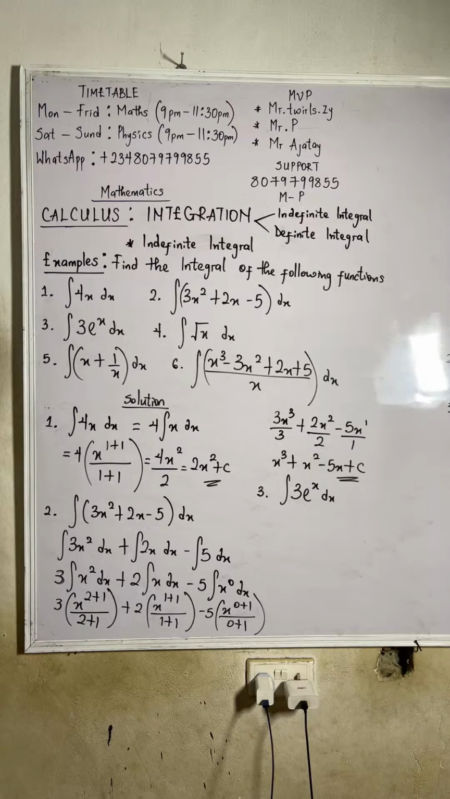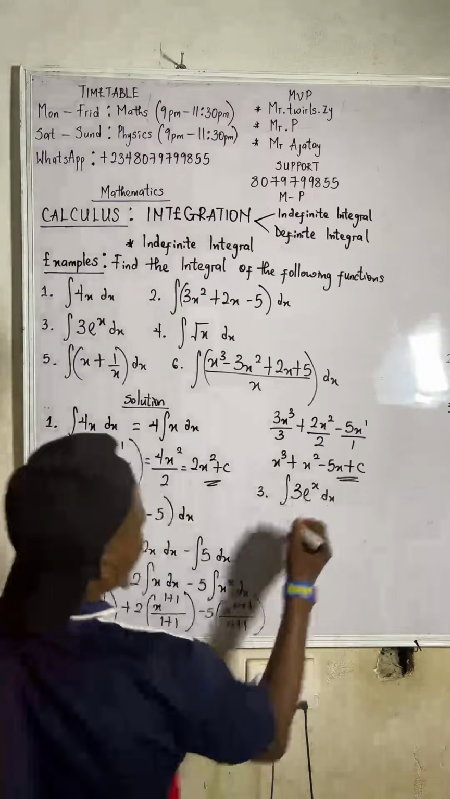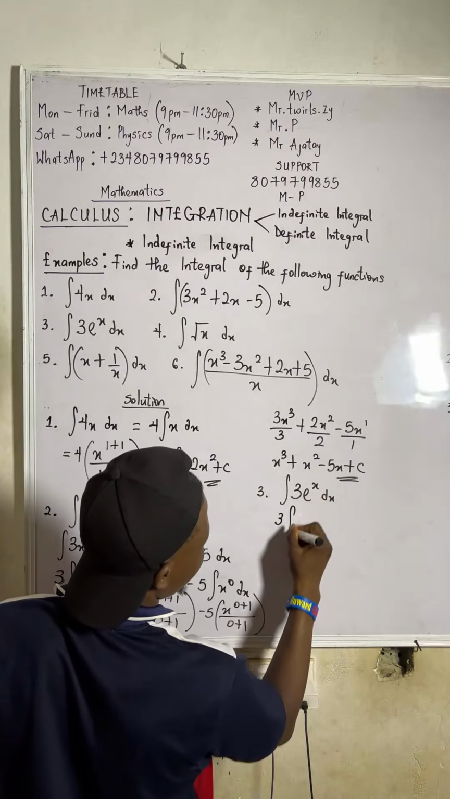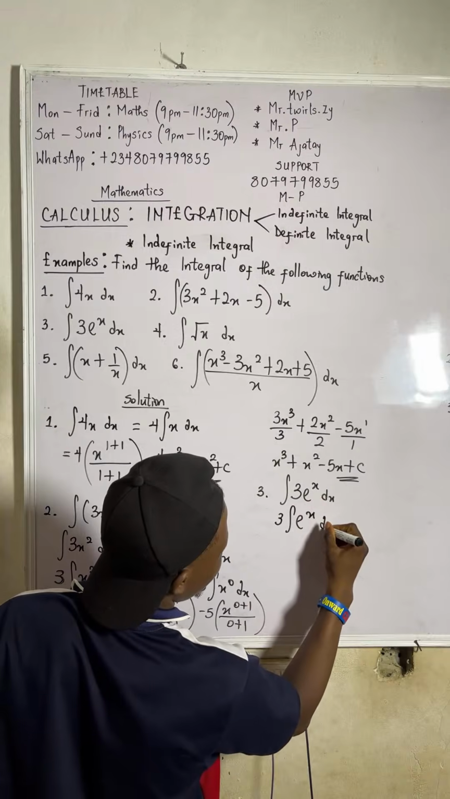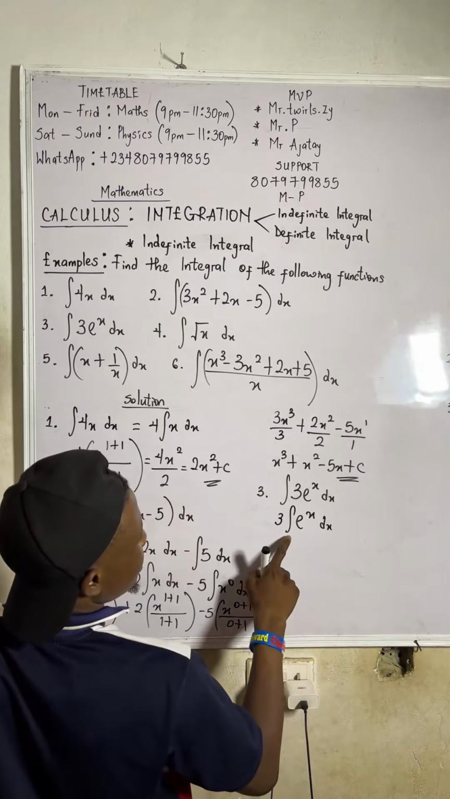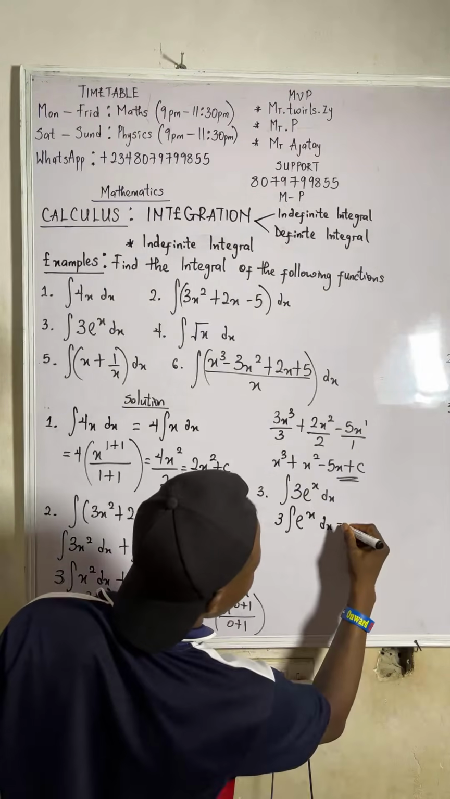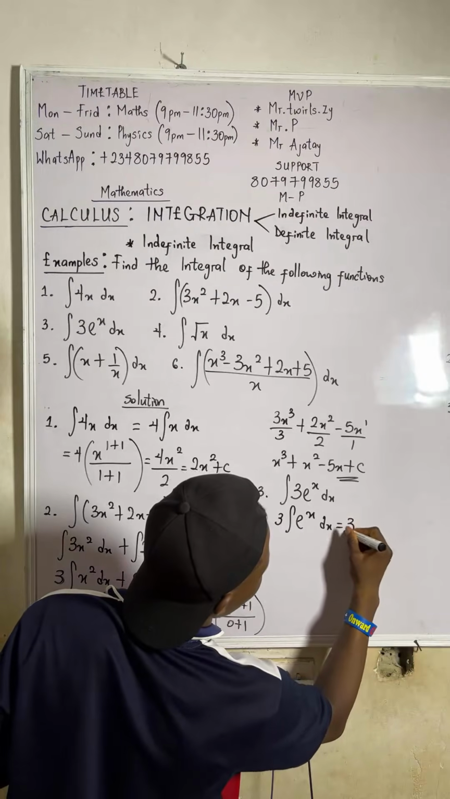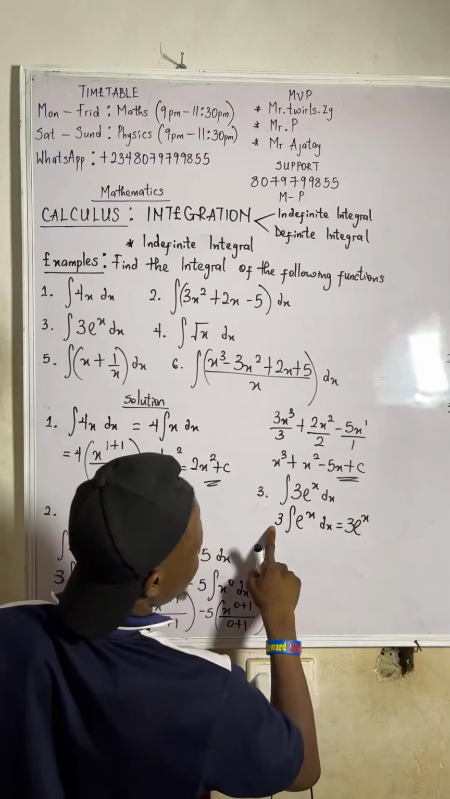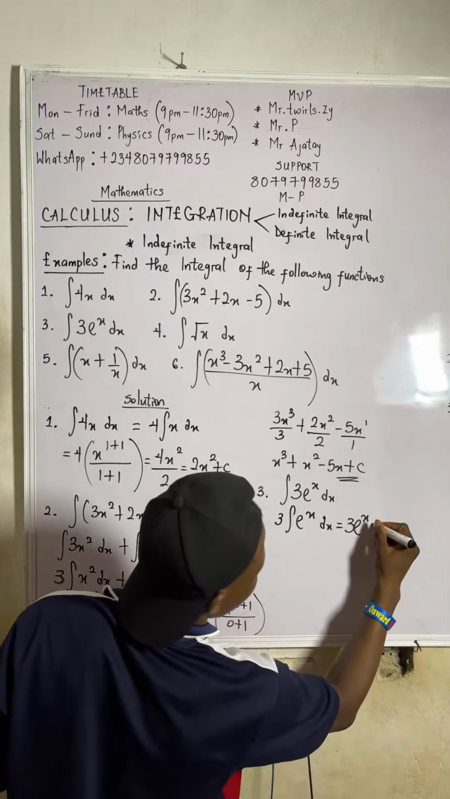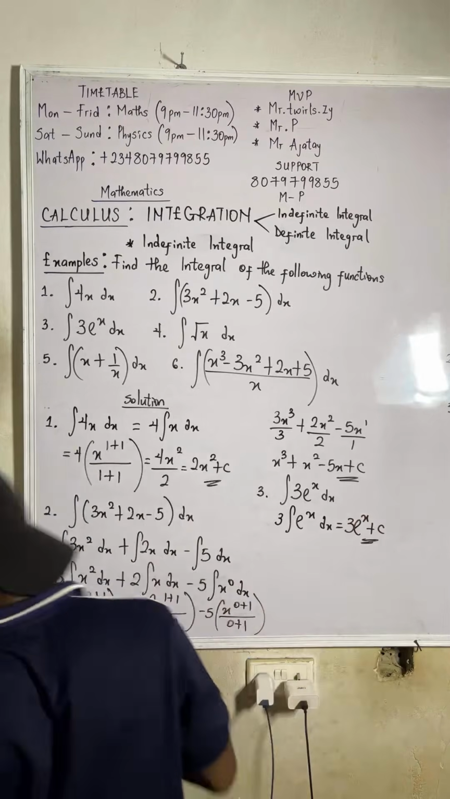What's the answer? Let me solve it, since you people are not typing the answer. So the answer will be: 3 will come outside. Then integrate exponential x dx. When we integrate exponential x, I told you it's the same answer, right? So that will be 3 exponential x. When you integrate this, it's still the same thing. Then plus c. And that's the final answer.